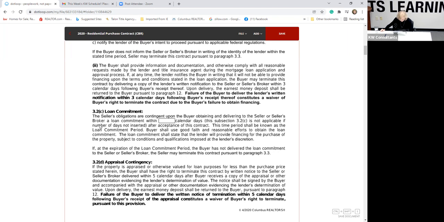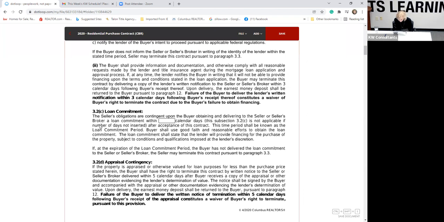Loan commitment. Let's say on this transaction, you're going to close it within 30 days. So the seller's obligations are contingent upon the buyer obtaining and delivering to the seller or seller's broker a loan commitment within. We're going to close in 30 days. I might put 20 days there, maybe 22 days. Soon enough.